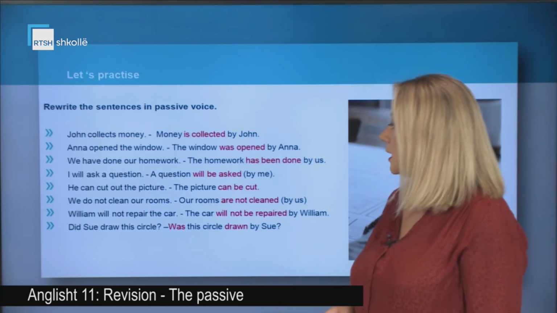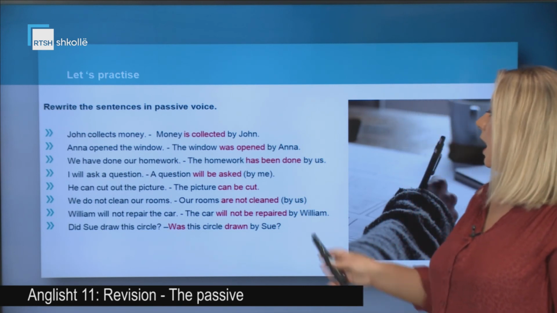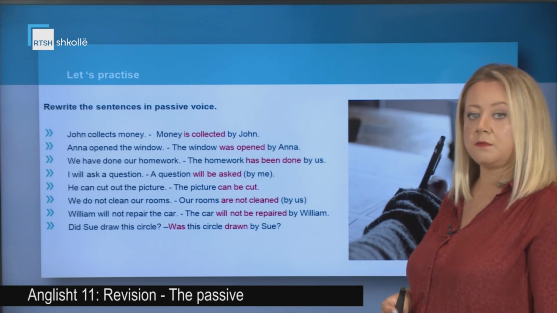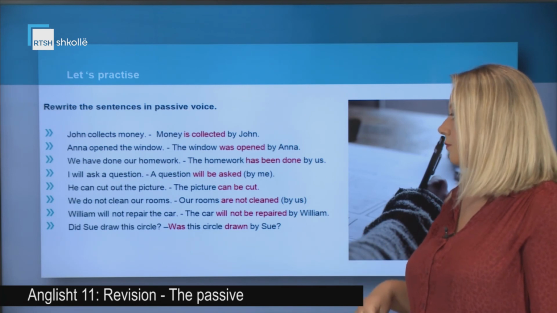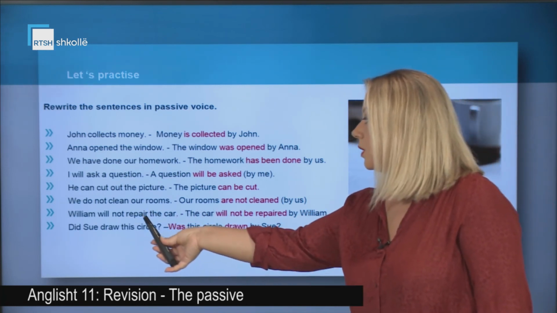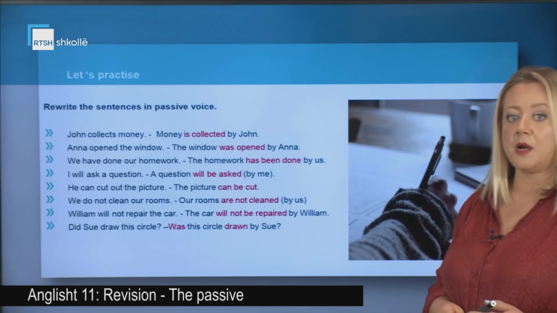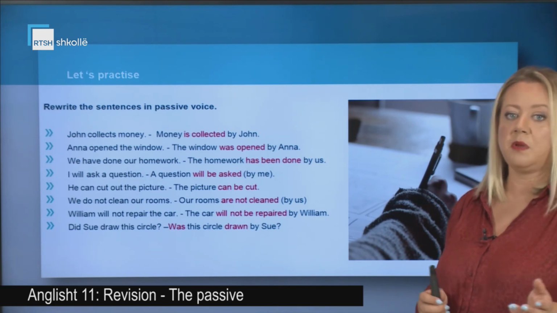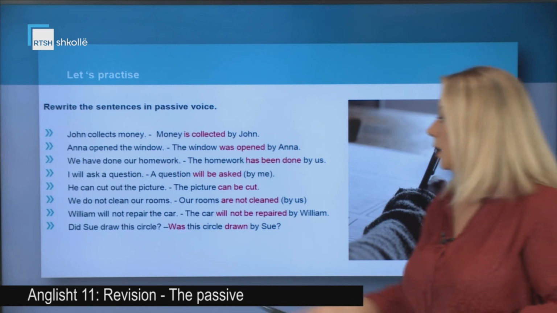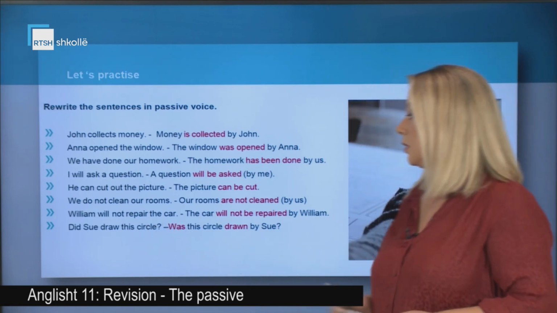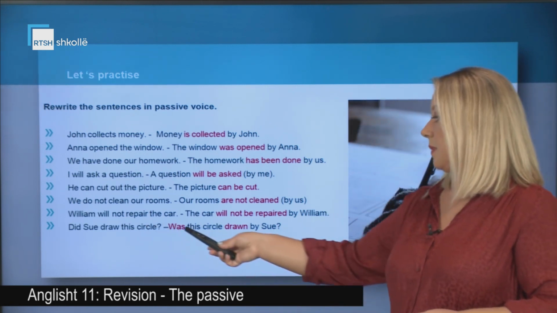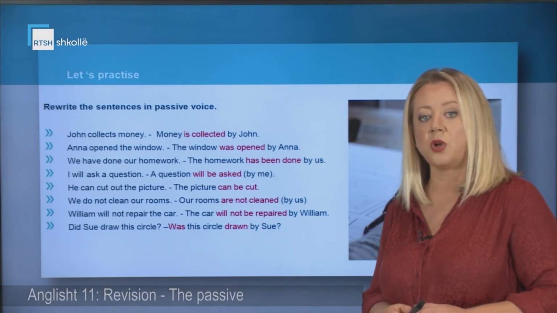We do not clean our rooms. Our rooms are not cleaned by us. William will not repair the car. The car will not be repaired by William, but maybe by someone else. Did Sue draw this circle? In the passive: was this circle drawn by Sue?